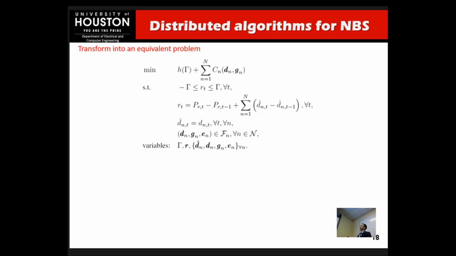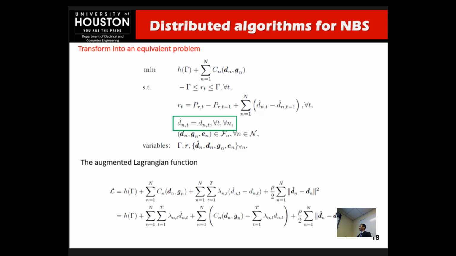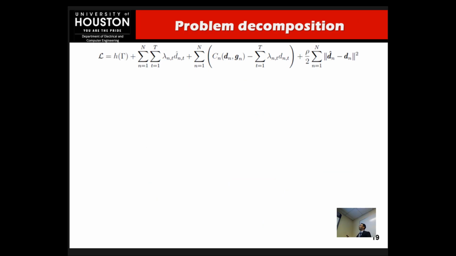Before we apply ADMM, we need to transform our problem into an equivalent one by introducing a new variable here. And then we write a Lagrange function for this variable. Basically, this is the Lagrange multiplier for our constraint here, and this is a penalty term for this constraint, and then we rearrange the Lagrange function. So we have this form, and we are now ready to decompose our problem into smaller ones.